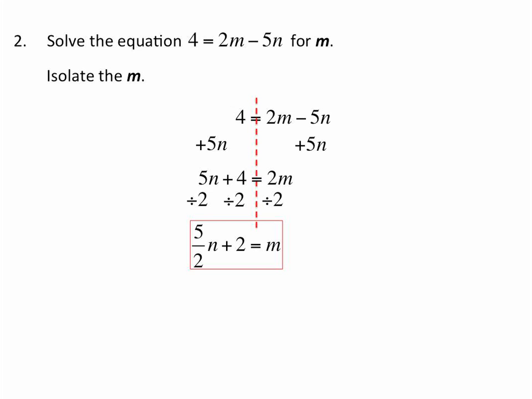All right, 5 divided by 2 is literally 5 over 2. If you don't like that and you want a decimal, by all means, make it a decimal. 5 divided by 2 is 2.5. Okay, so 2.5n plus 2 equals m. I was able to isolate the m, get it all by itself. I solved it for m.